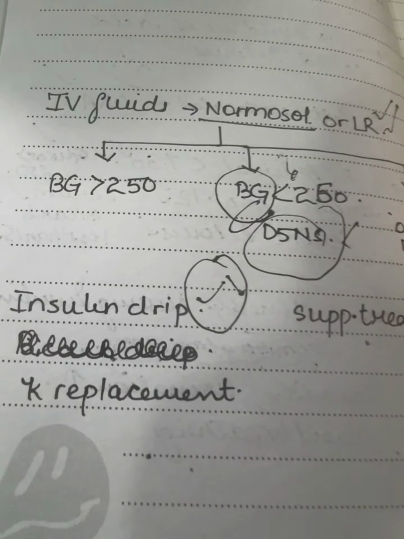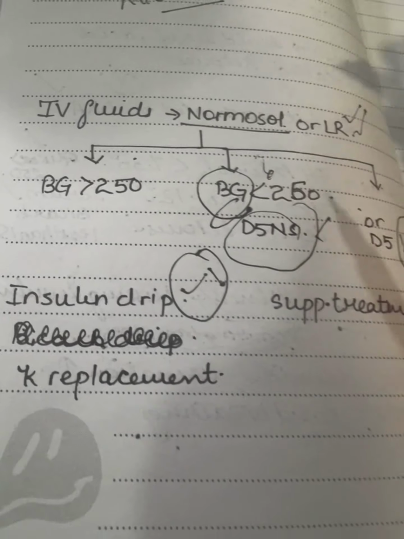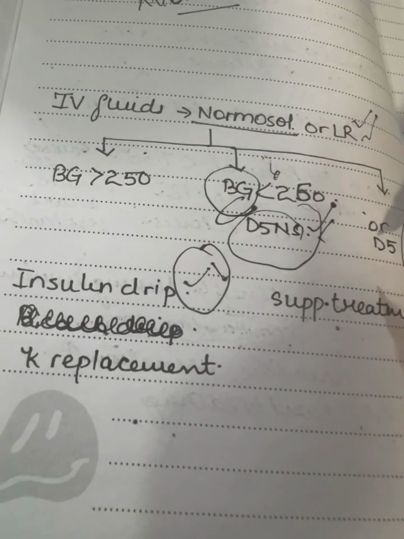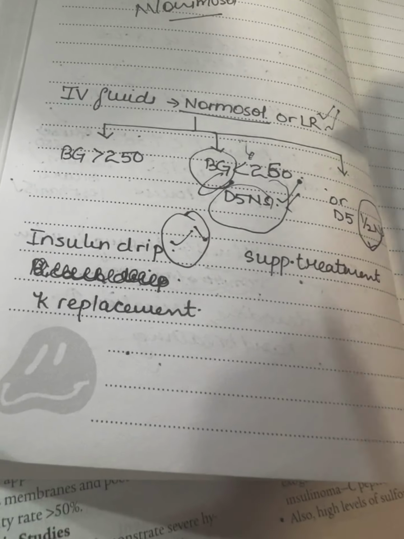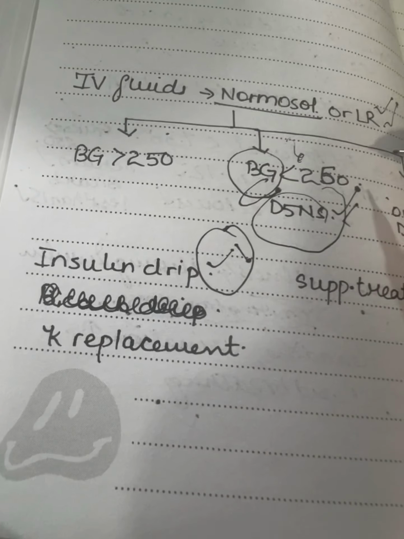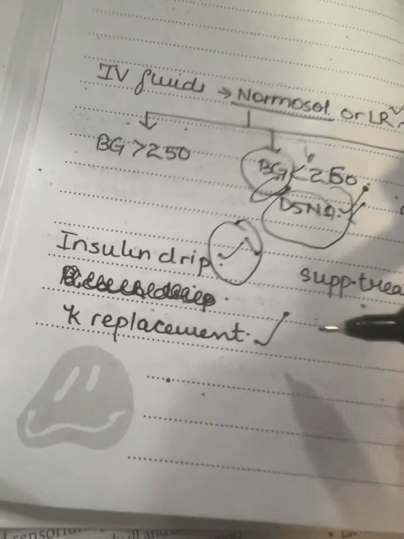Say for example, the blood sugar is 125. It is low, but at the same time, we have them on D5 normal saline and then hourly blood sugar monitoring to make sure that their sugar is okay, but closing the gap is very important. So the third would be the potassium replacement.